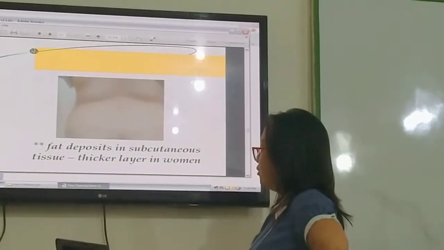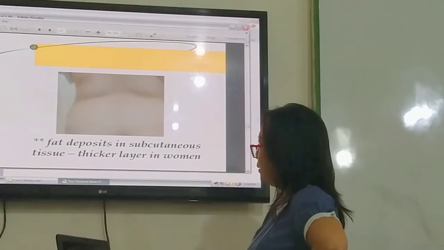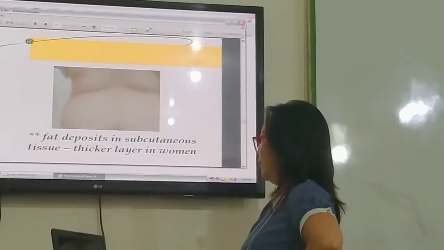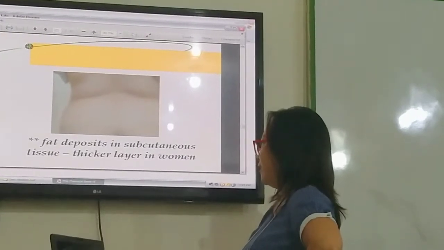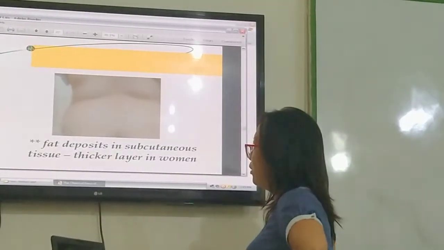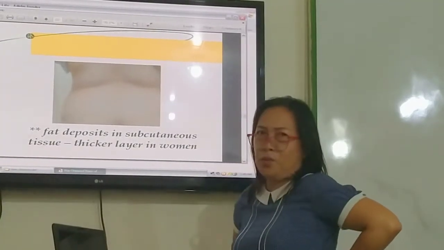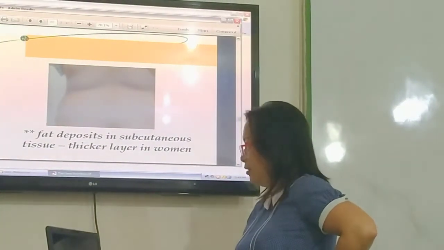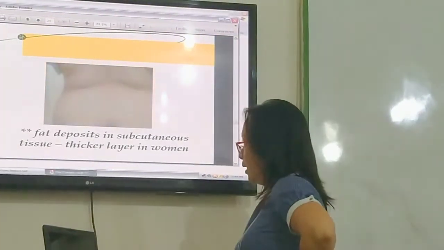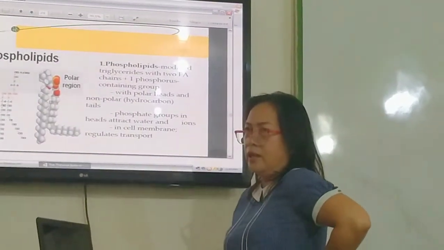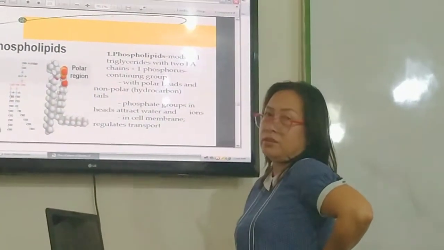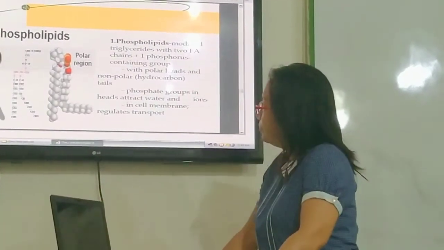Look at that. Is that your tummy or your back? So, what is the thick layer in women? As in the back? Those are fat deposits. Excess carbs and maybe excess intake of fats.